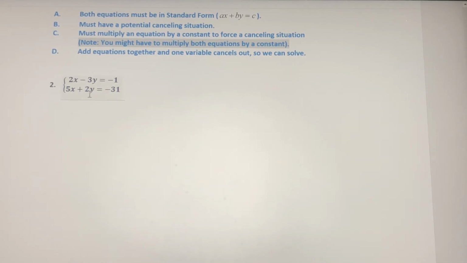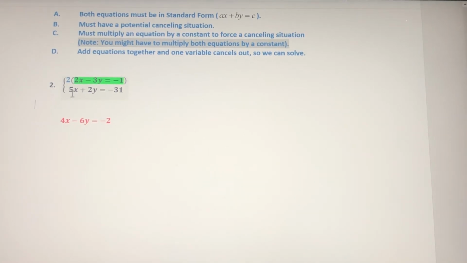So the least common multiple, if you'll think back to elementary school, early middle school, the least common multiple between 3 and 2 is 6. So if I multiply this first equation by 2, then I'm going to get 4x minus 6y equals negative 2. Again, I'm going to try to cancel out the y's. I get a negative 6y here. So I need to ask myself, what can I multiply 2y by to get positive 6y? So I'm forcing that canceling situation.